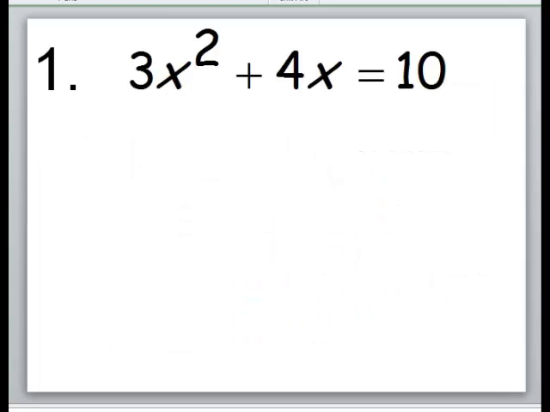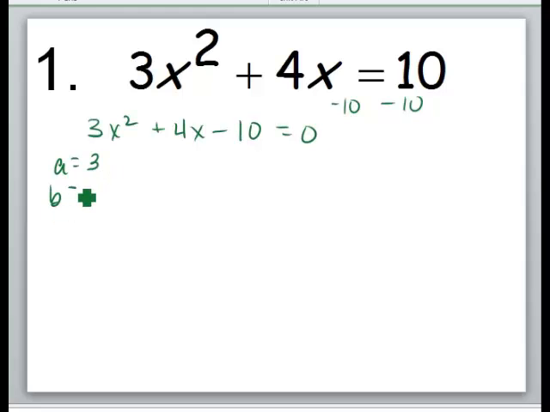Number 1 problem today. The first thing I notice is that they are not all divisible by something. So what I'm going to do is subtract 10 from both sides so I can get started. 3x squared plus 4x minus 10 equals 0. So now I can name my a as 3, my b as 4, and my c as negative 10.